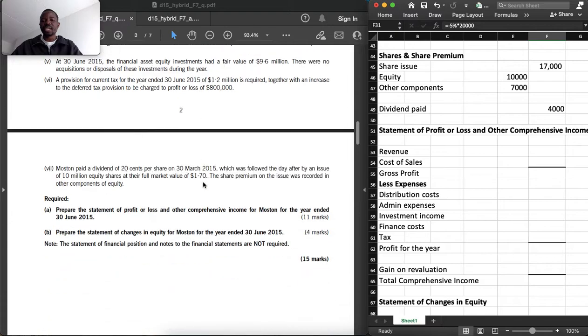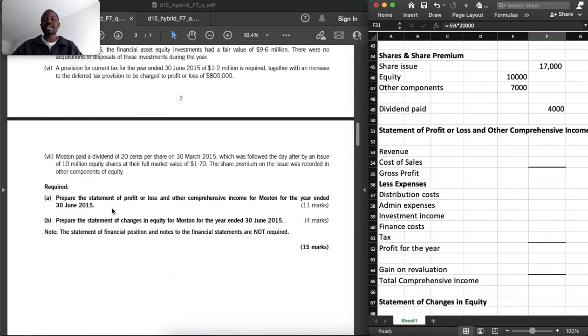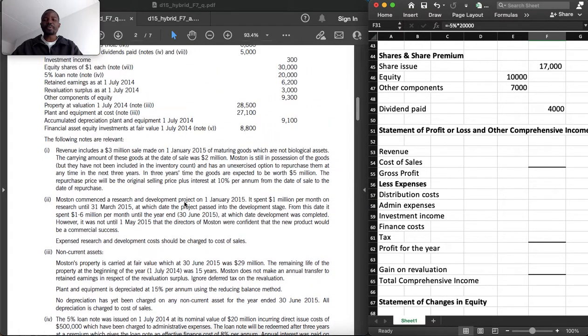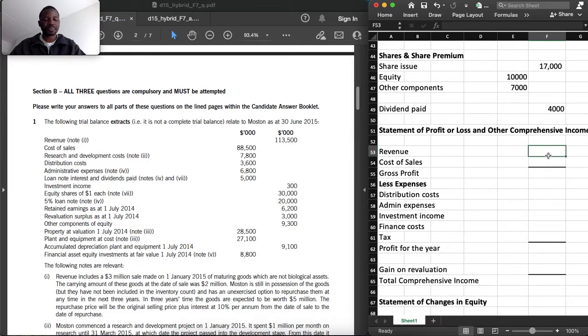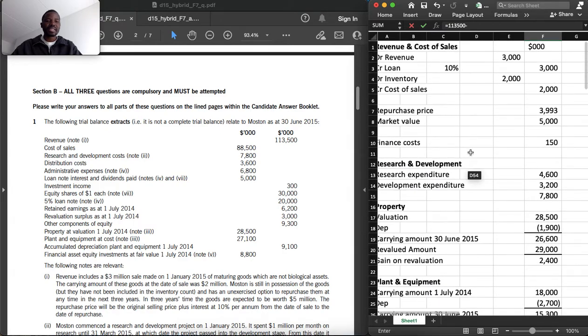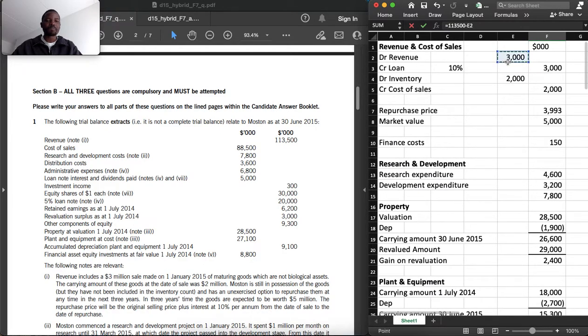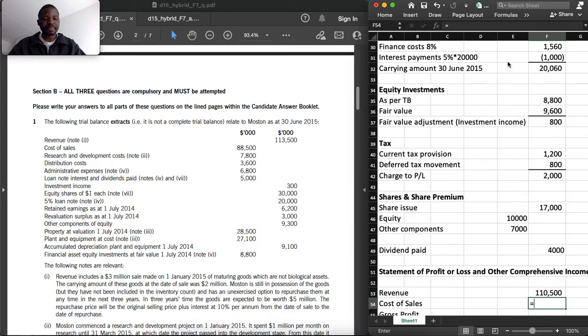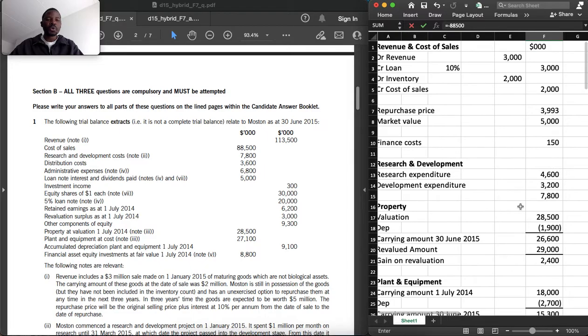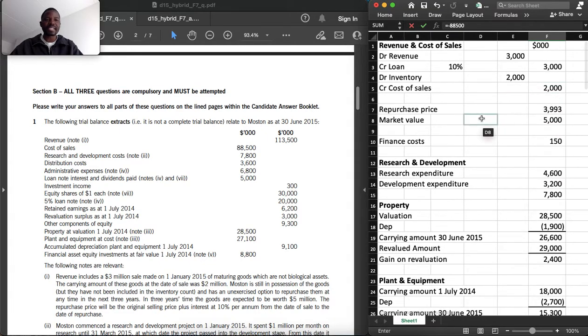Now let's answer the question. The question says, prepare the statement of profit or loss and other comprehensive income, and also prepare the statement of changes in equity. So for the statement of profit or loss, we start with revenue. Our revenue is 113,500 as per the trial balance. Then we need to less this 3,000 that we debited here. We get 110,500. Then the cost of sales, we have got the 88,500 here. We need to less the 2,000 that we reversed here.